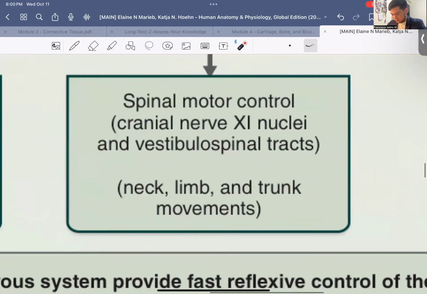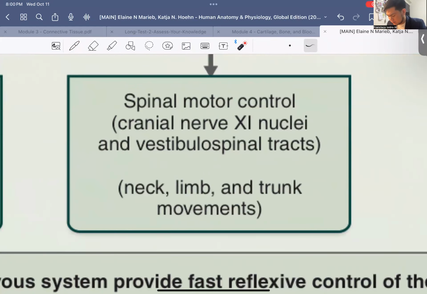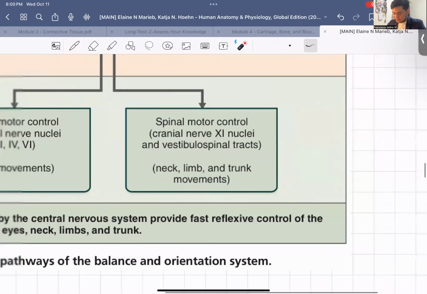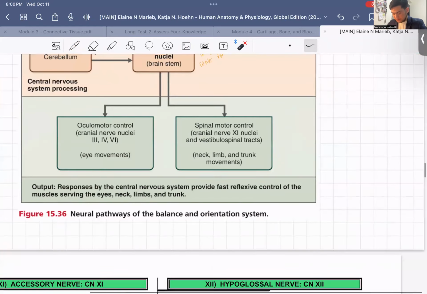Now is the spinal motor control. Spinal motor control, ang nangyayari to, is that kapag natutumba tayo, even if we are not aware na natutumba na tayo, naaayos na agad ng katawan natin, di ba? Napaperceive na agad na ayusin natin yung posture natin before we know na matutumba na pala tayo. So that is how the spinal motor control works.